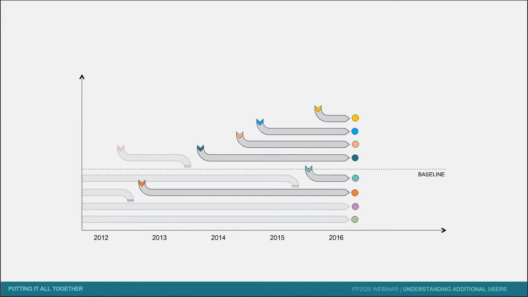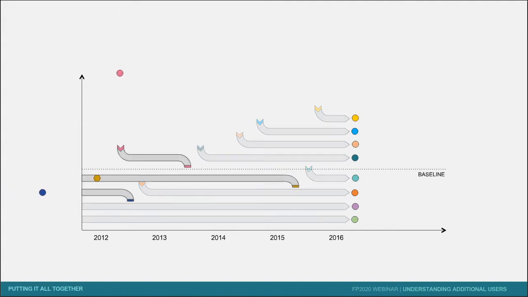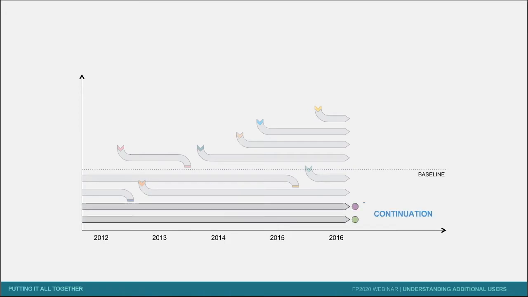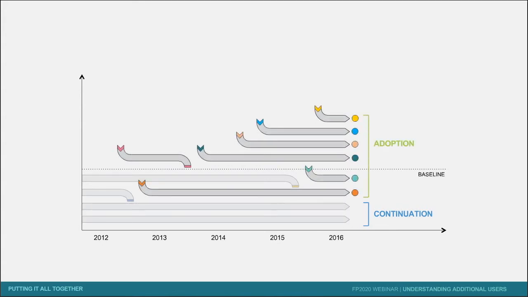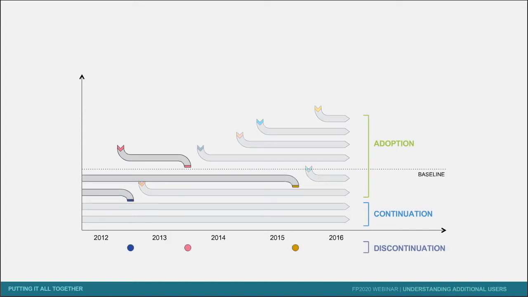And finally, some women who are already using contraception or begin using contraception, they stop or discontinue. And these women are represented by the three circles which drop out under the graphic. For example, the dark blue, the pink, and the gold. So overall, there are 2 women who continued throughout this period, 7 episodes of adoption, including 1 woman who starts and ends up discontinuing, and 3 episodes of discontinuation.